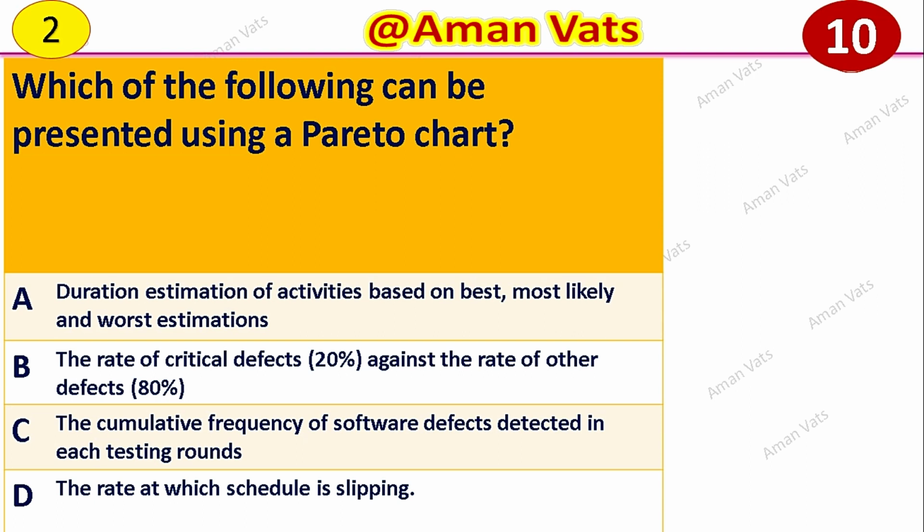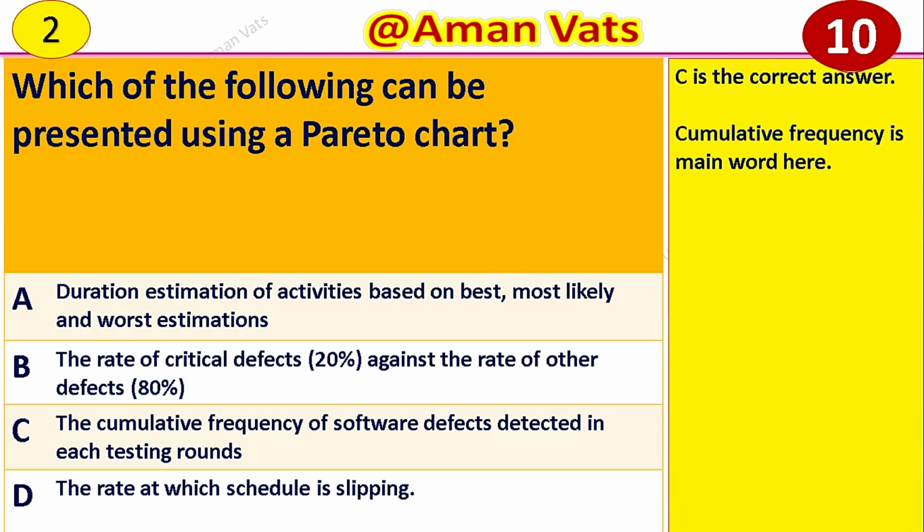Okay, so the answer is C. Cumulative frequency of software defects detected in testing rounds. Cumulative frequency is the main word here. The rate of critical defects at 20% against the rate of other defects at 80%? No. 80-20 is, of course, what we call Pareto, but this is not that. You need to read each and every statement very carefully because we are talking about cumulative frequency. That is the crux here to give the answer to this particular question.